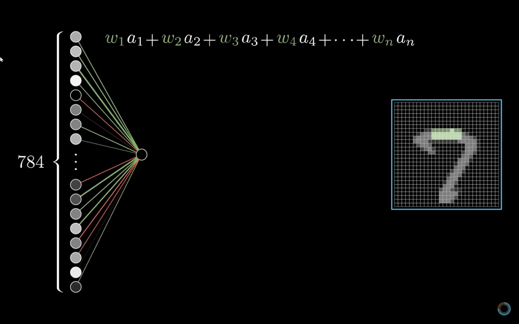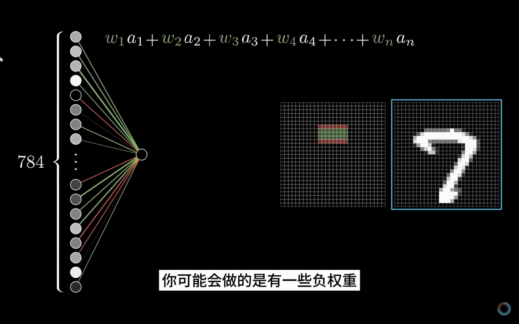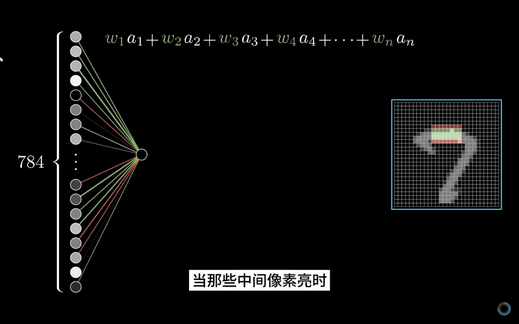And if you really wanted to pick up on whether there's an edge here, what you might do is have some negative weights associated with the surrounding pixels. Then, the sum is largest when those middle pixels are bright, but the surrounding pixels are darker.